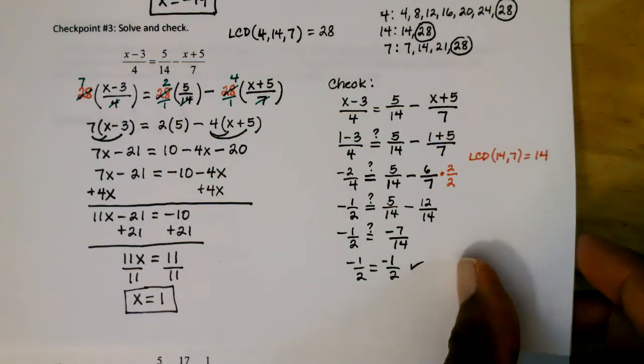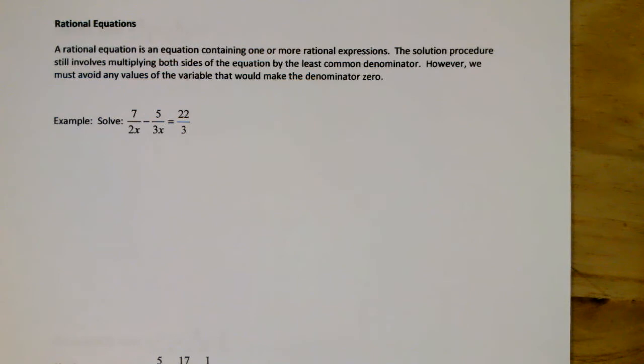Okay. All right, next we'll look at rational equations. And this is where the variable will be in the denominator. A rational equation is an equation containing one or more rational expressions. In other words, the variable is in the denominator. The solution procedure still involves multiplying both sides of the equation by the least common denominator.